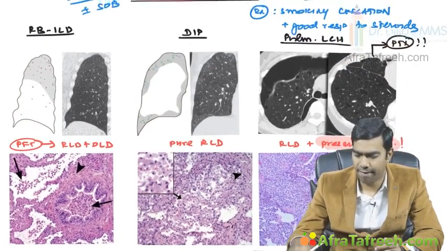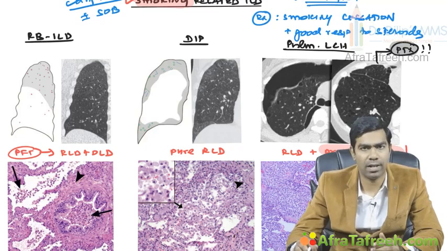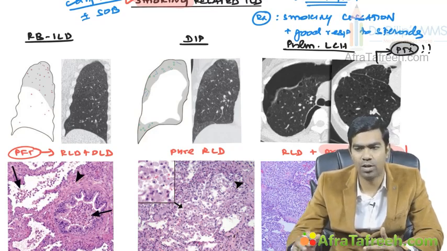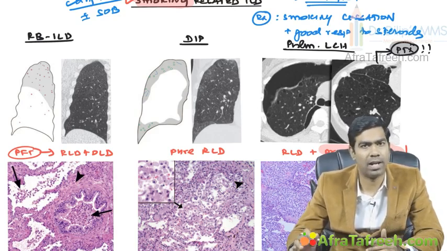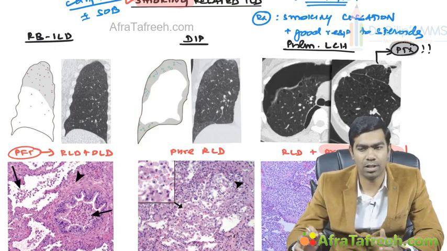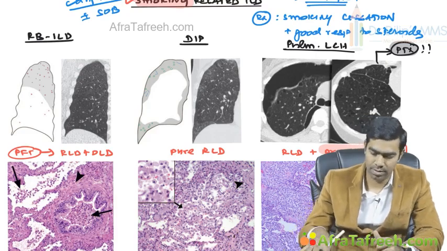At the same time, I told you pneumothorax is one of the important features of pulmonary Langerhans histiocytosis. Whenever you think about an ILD causing a pneumothorax, think about only two disorders in the exam. One is lymphangioleiomyomatosis, which we'll discuss later on. And then you have to think about pulmonary Langerhans histiocytosis, because these are the two ILDs that tend to be cystic with air pockets, and when they rupture, they can result in a pneumothorax.